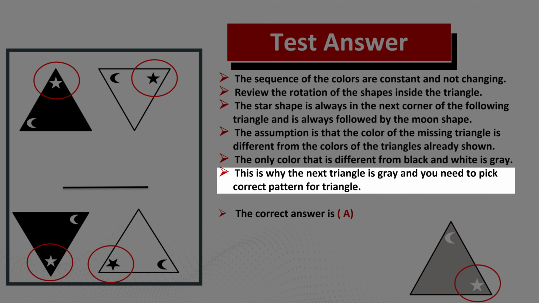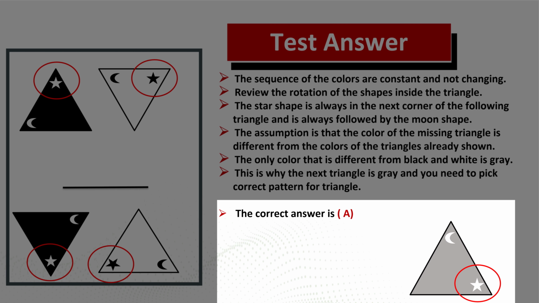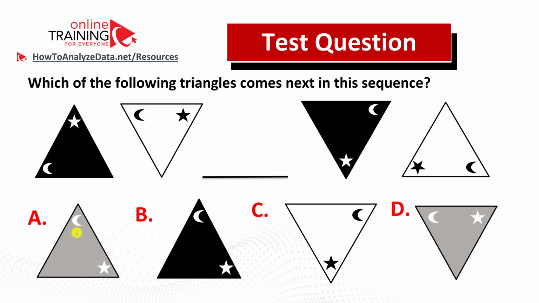This is why the next triangle is gray, and you would need to pick the correct pattern for the triangle. So the correct choice here is choice A. There are 2 gray triangles here, choice A and choice D. But there is also a third pattern that I did not mention because it will make things very obvious.